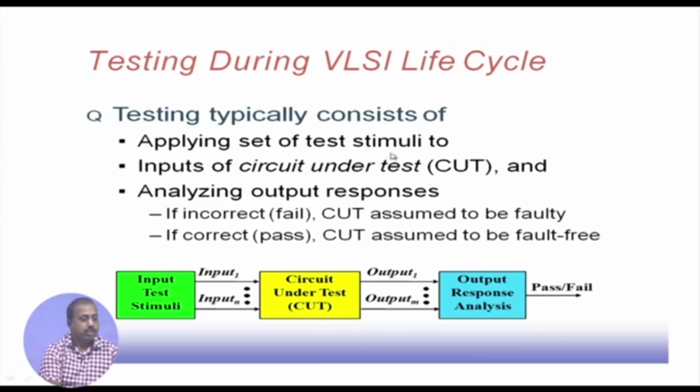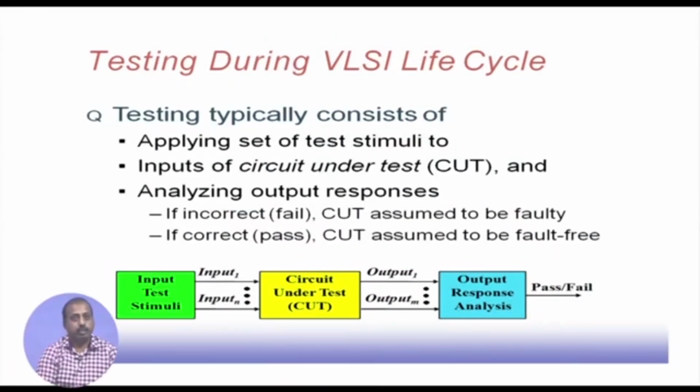These stimuli are input to the circuit under test and we analyze the output responses. The response is produced here, and this response analysis has to be done. If it is incorrect, then the CUT will be assumed to be faulty. If it is correct, then the CUT is assumed to be fault free. Now there may be several catches in it. Like I apply say 100 test stimuli, and all these 100 test stimuli pass. The circuit produces the correct desired output for all of them. Does it mean that my circuit is absolutely correct? There is no problem with the circuit? That cannot be guaranteed.